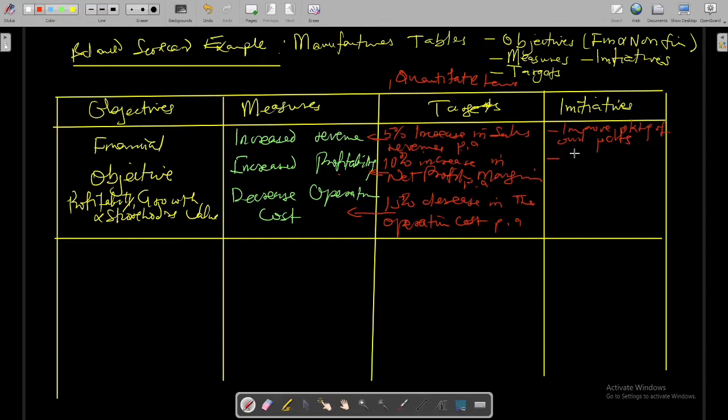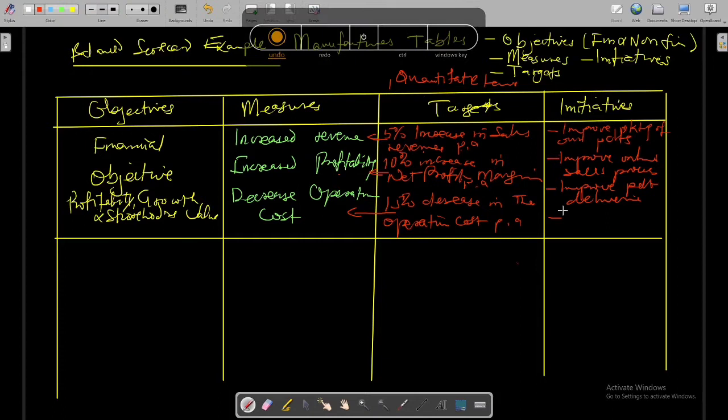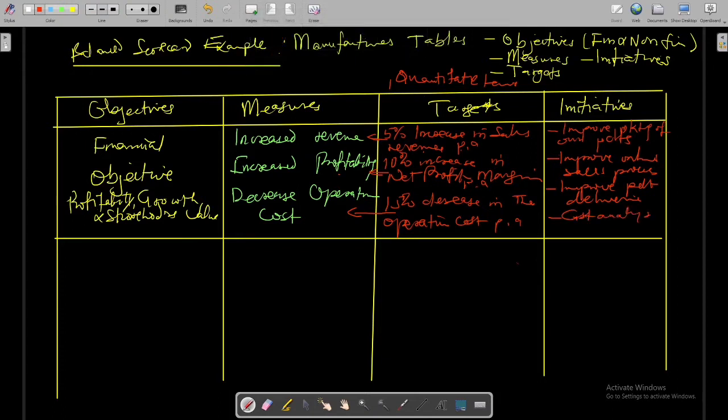Then we can also have more customers. So we can say that, okay, if our product that we sell is sold online, then we can say improve online sales process. Then we can also say that, okay, we can improve product deliveries, because we want to have more sales revenue. Then under profitability, in order to improve operation cost, we can also say that we can do cost analysis or audit.